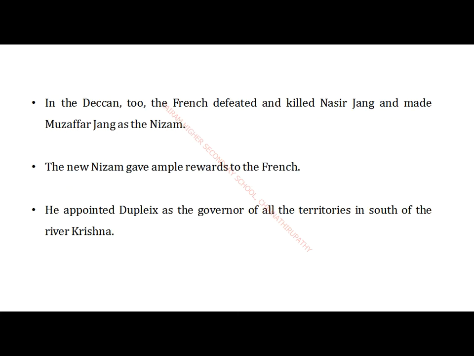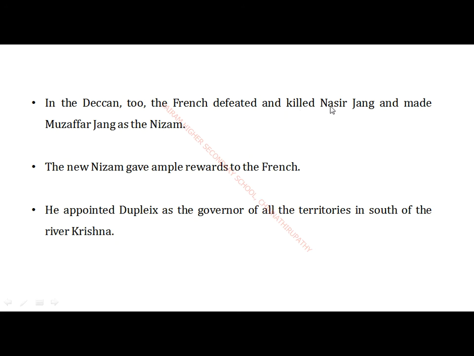So in the Deccan too, the French defeated and killed Nazir Jung and made Muzaffar Jung the Nizam. On the south side, the Deccan side, another region too, the French started to shine in the Deccan states, and they gave a helping hand to the enemy of Nazir Jung.